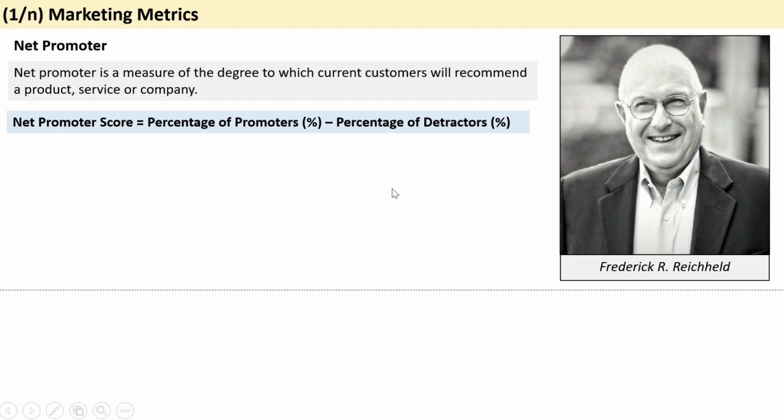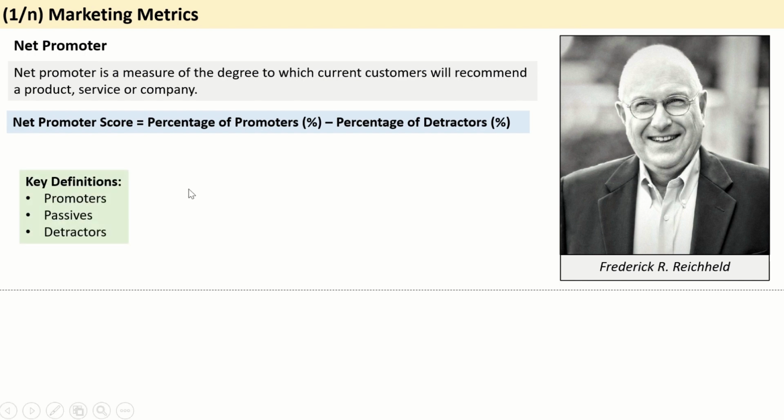Before we move on to the purpose, let me tell you that net promoter score is a registered trademark of Frederick R. Reichheld, Bain & Company and Satmetrix. That is a particularly simple measure of the satisfaction and loyalty of current customers.